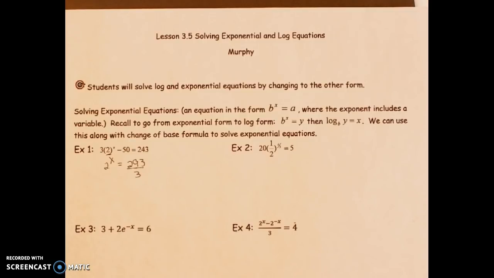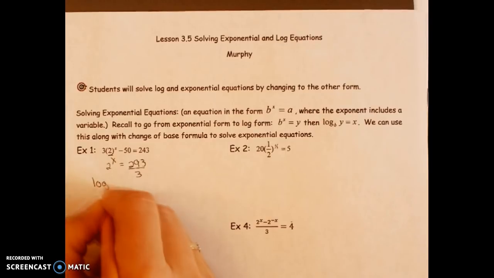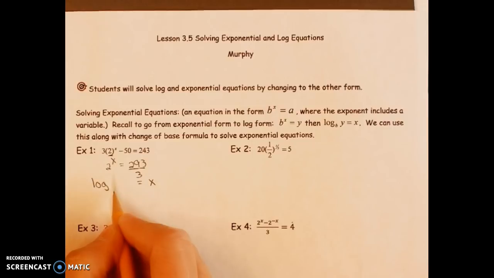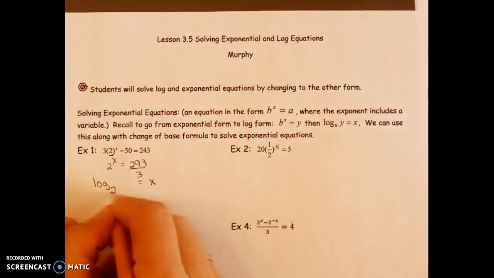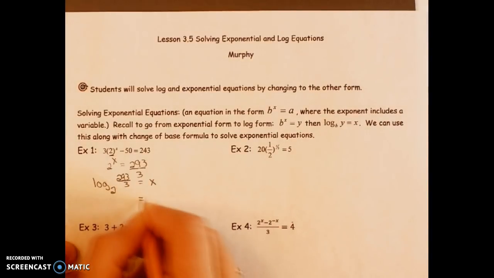We've got an exponential form. Certainly, 2 to what power gives you 293 over 3? We don't know, so we can flip it to a log equation, keeping in mind a log is an exponent. That quickly lets me know that that x is going to go over here. The base that goes down here is the same base that's being raised to a power. So we have log base 2 of 293 over 3.